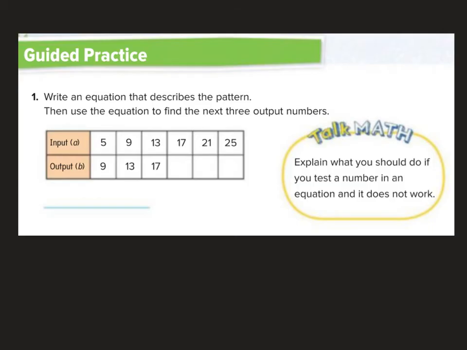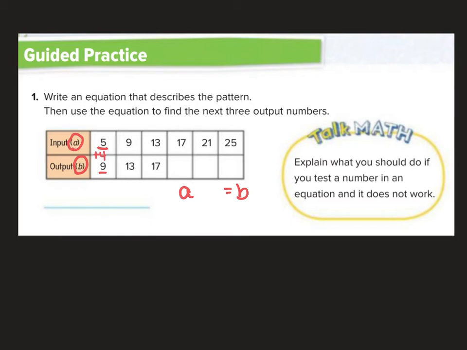All right, let's look at our guided practice here. It says write an equation that describes the pattern. Then use the equation to find the next three output numbers. In goes a 5, out comes a 9. Our input, I noticed, is called A, and our output is called B. So if I input A, what happens to it to get B? Let's see. I notice from 5 to 9, I can't use multiplying because 5 times anything is not 9. So it must be adding. 5 plus 4 is 9.